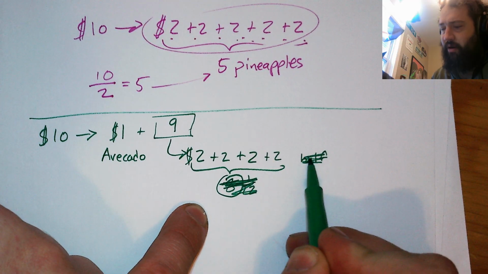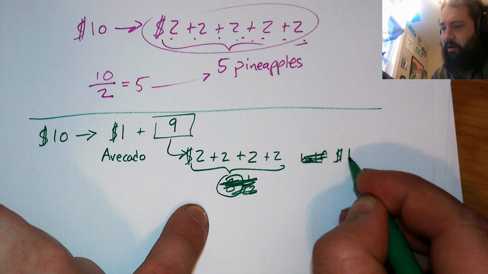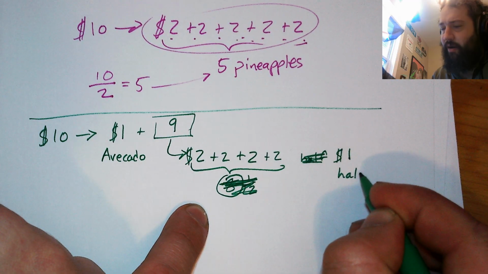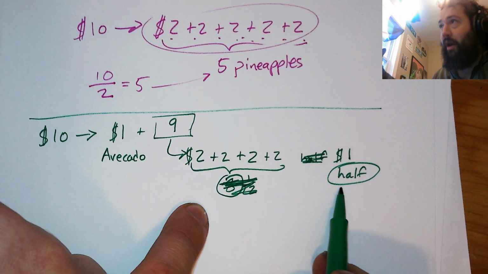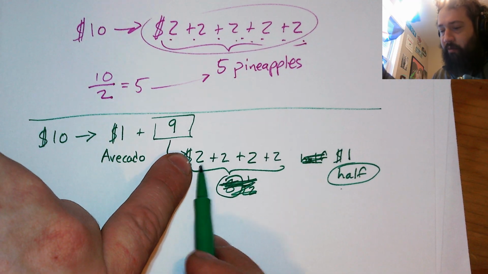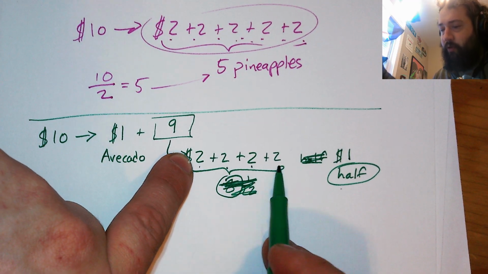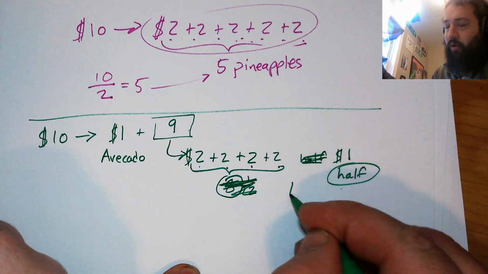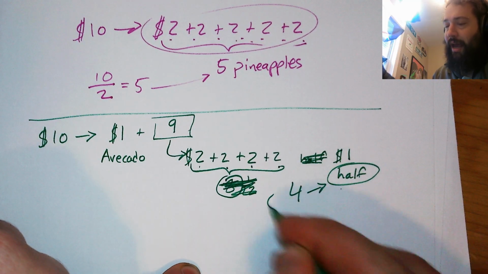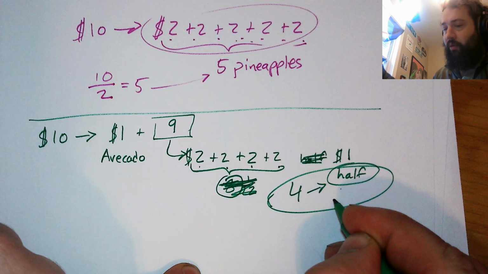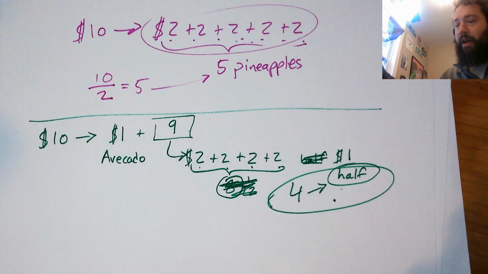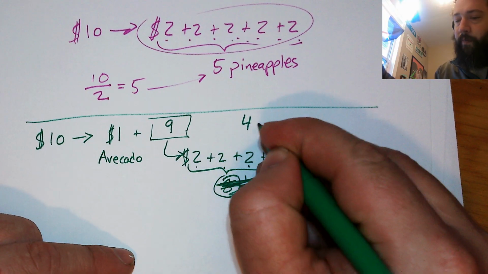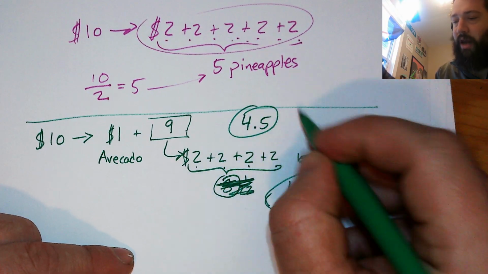How much is a half? It would be $1 for a half a pineapple. And then this is 1 pineapple, 2 pineapples, 3 pineapples, 4. Okay, so 4.5 would get me $9. So my answer is 4.5 pineapples.